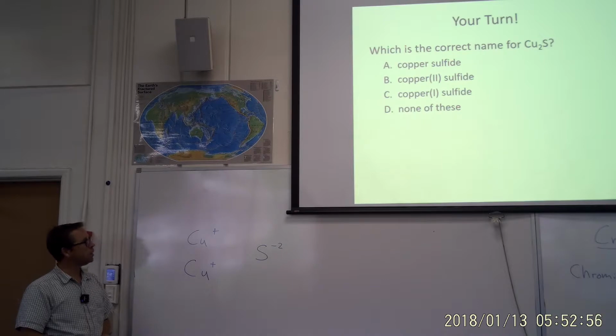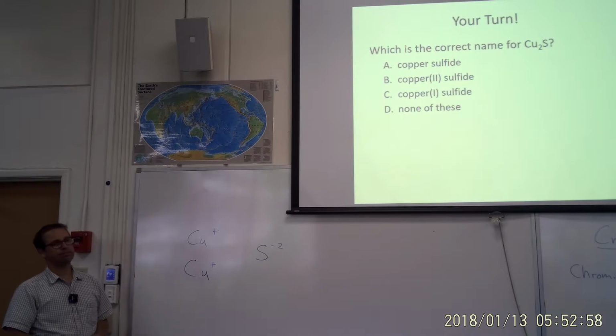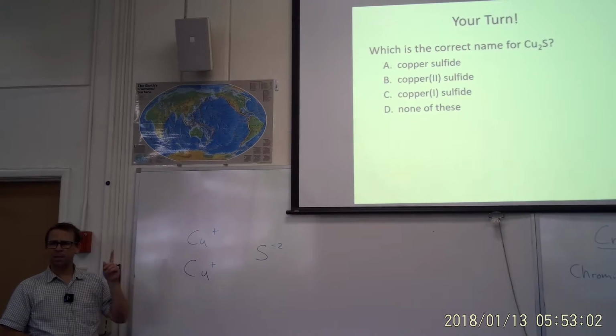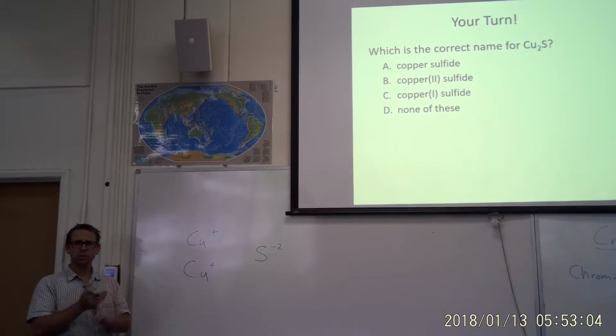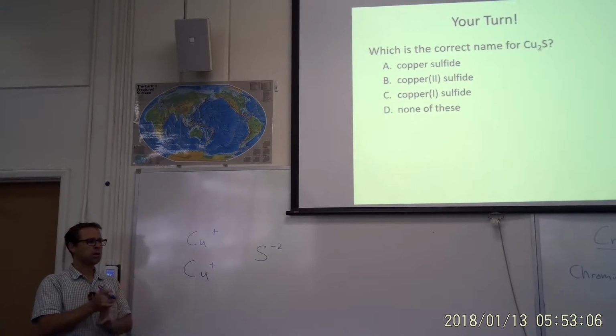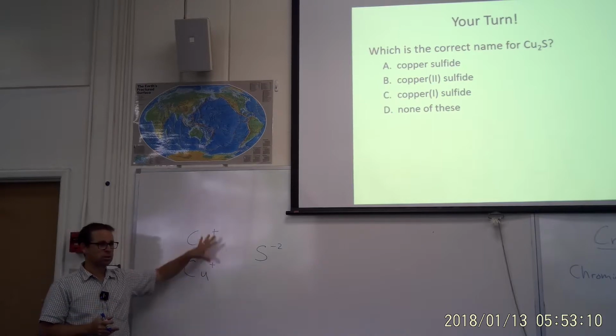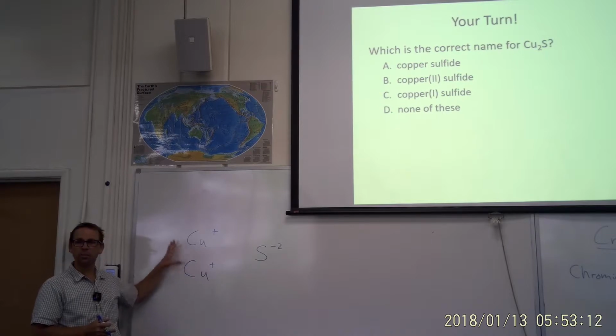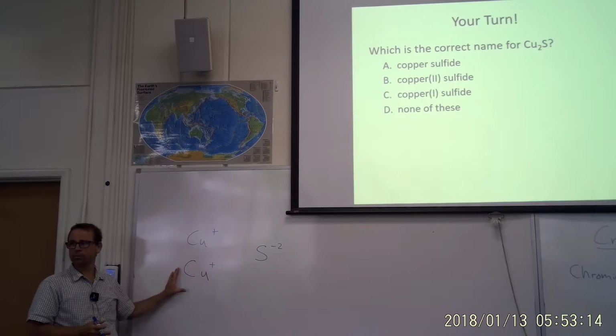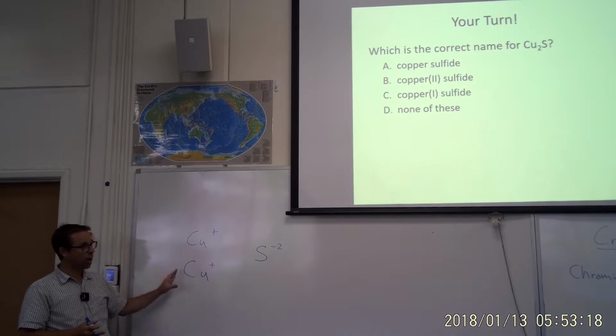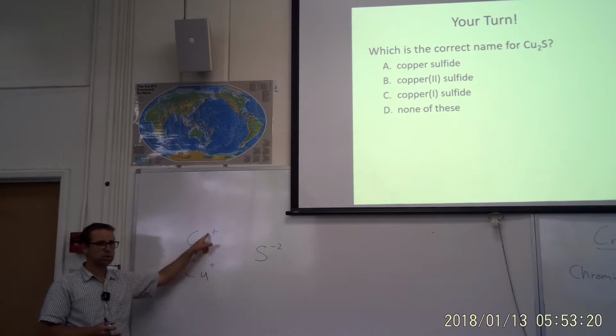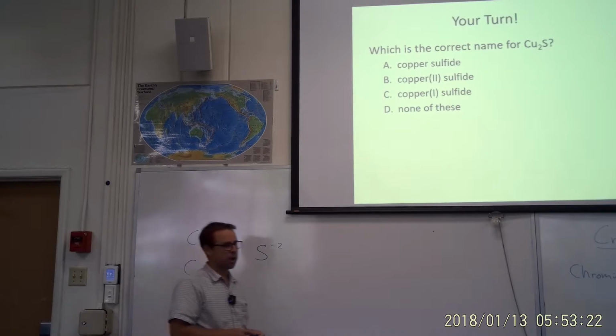Okay, so what does that mean the number in the middle should be? That number in the middle, does that tell us how many coppers there are? Does it tell us how many sulfurs there are? It tells us the charge, not the collective charge, but the charge on every individual metal that's there. True? Right? So it's copper 1 because that's a +1 on each of these coppers. Okay, good.